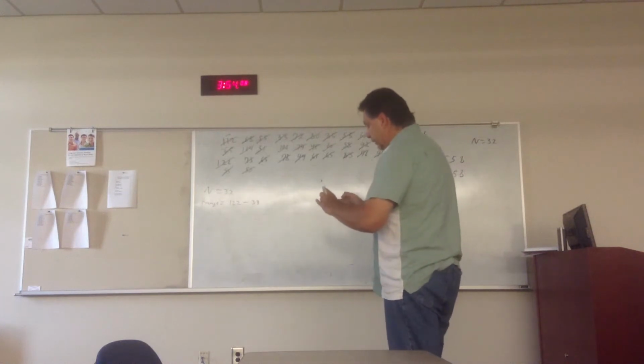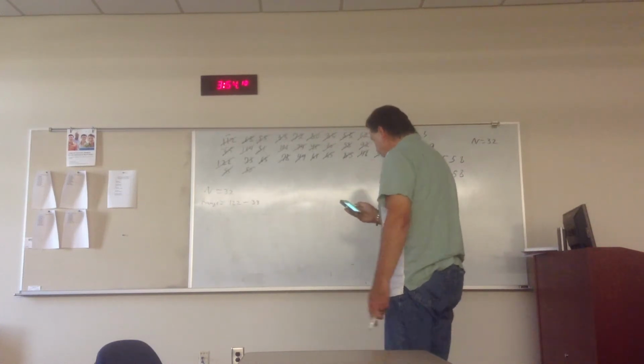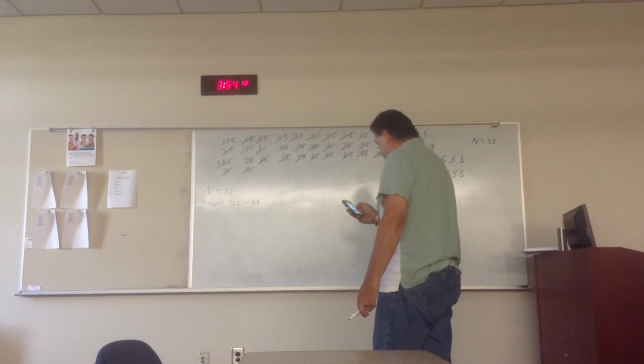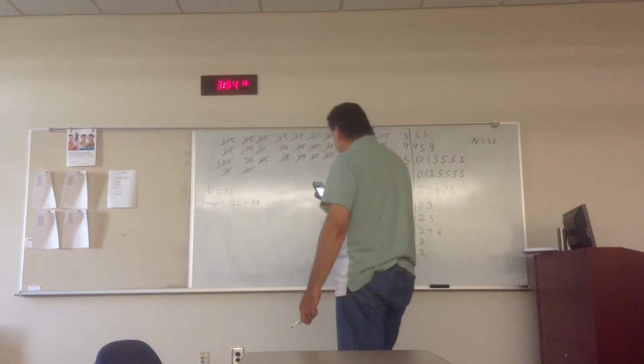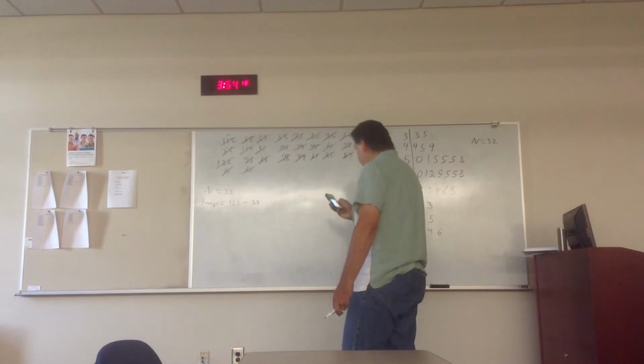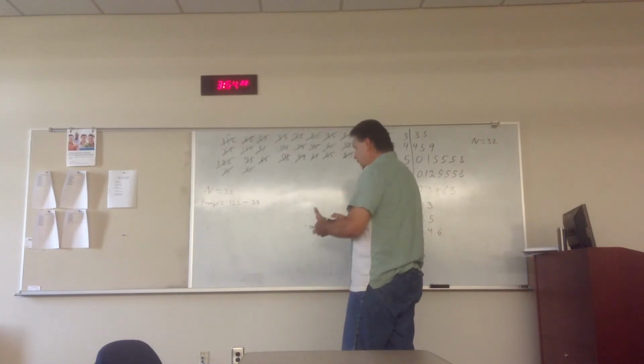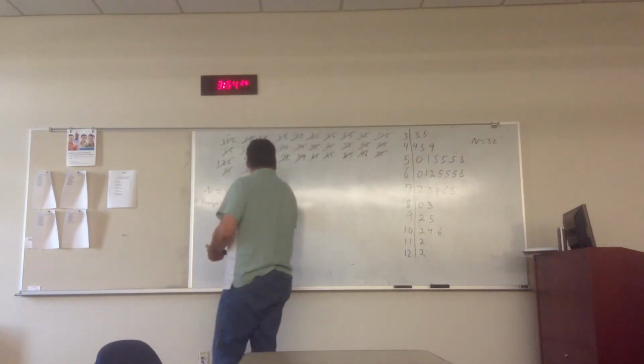Forgot my calculator, so I'll have to use my phone. So the range on this particular data set is 122 subtracted by 33, and I got a range of 89.